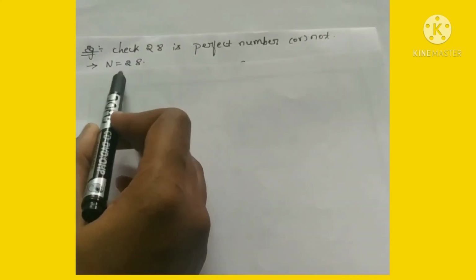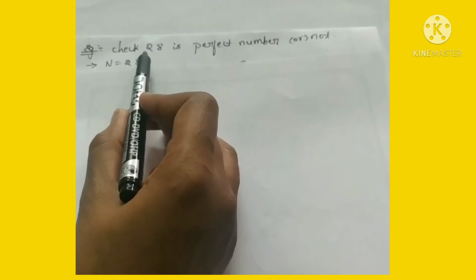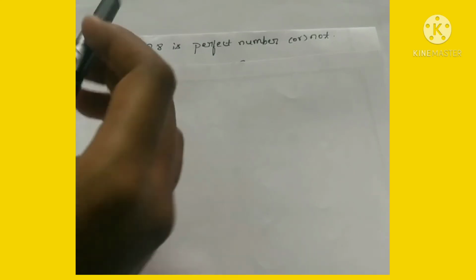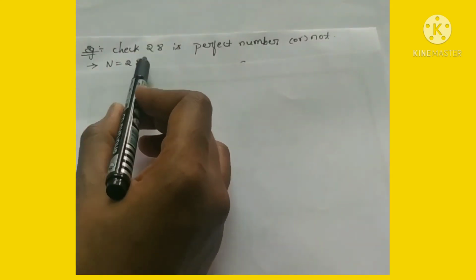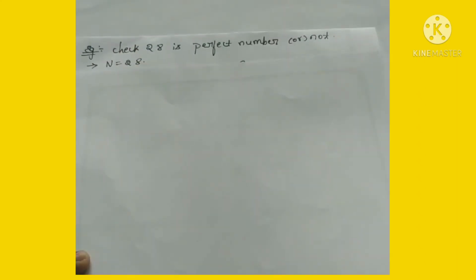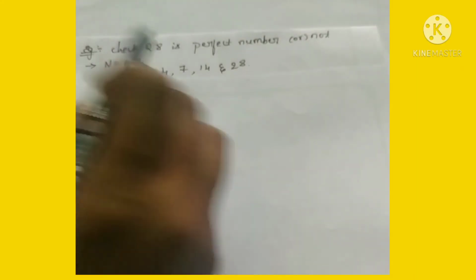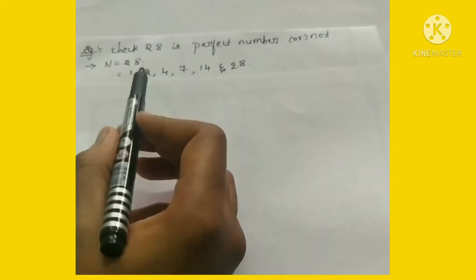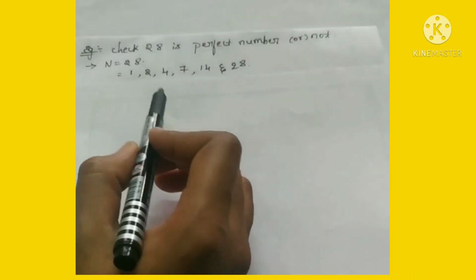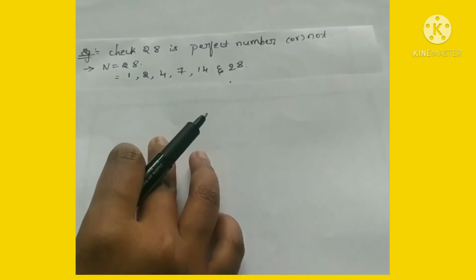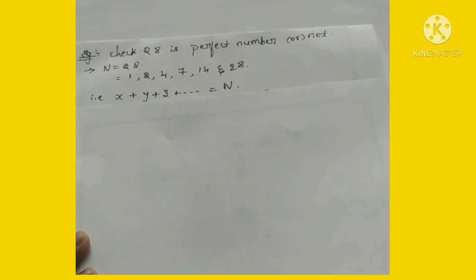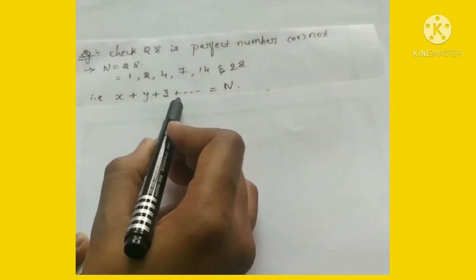Now, according to the definition of the perfect number, I find out the factors of 28. The factors of 28 are 1, 2, 4, 7, 14 and 28. These are all the factors of 28. After finding the factors, we have one condition, that is x plus y plus z equal to n. This is the condition according to the definition.